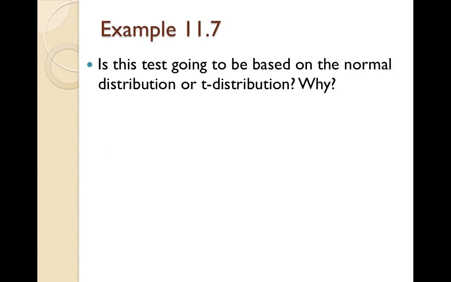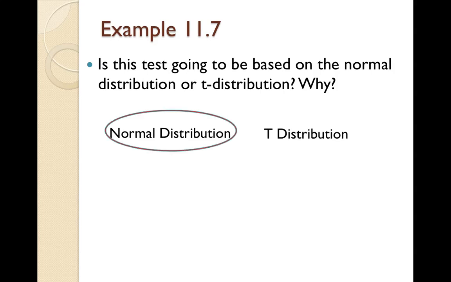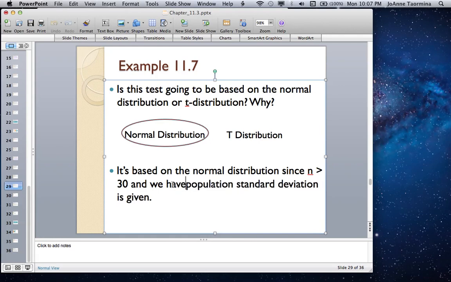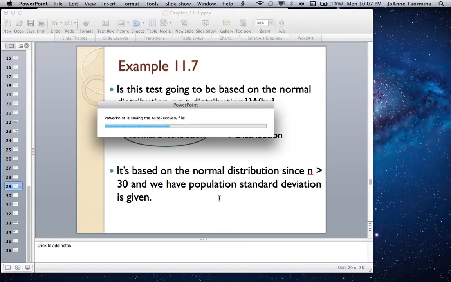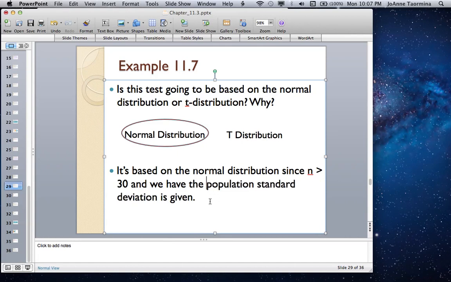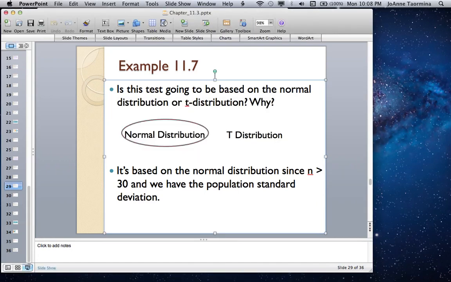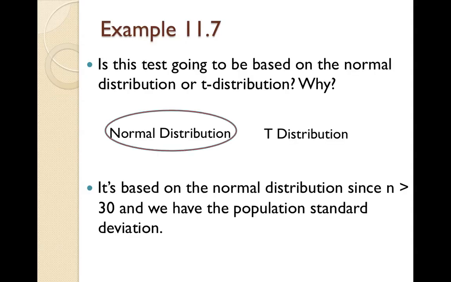Are we basing the test on the normal distribution or the t-distribution? Like before, it's the normal distribution because n is greater than 30, and we have the population standard deviation. Okay, so let me just correct that. Okay, so it's based on the normal distribution because n is greater than 30 and we have the population standard deviation.